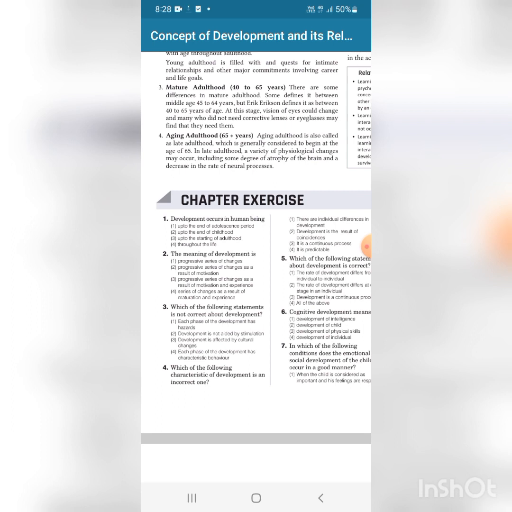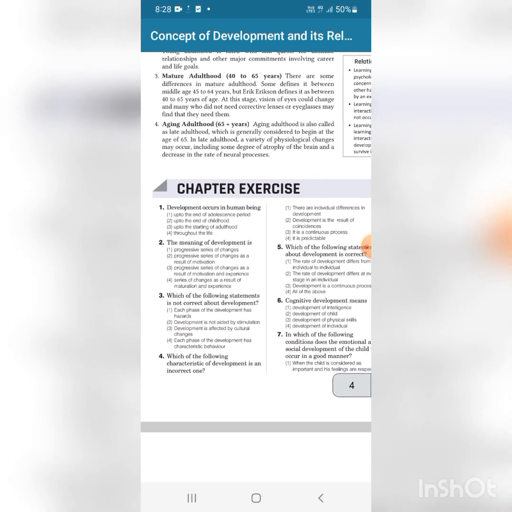And the third question is, which of the following statements is not correct about development? So its answer would be, development is not aided by stimulation. And the other options, each phase of the development has hazards. Development is affected by cultural changes. Each phase of development has characteristic behavior.